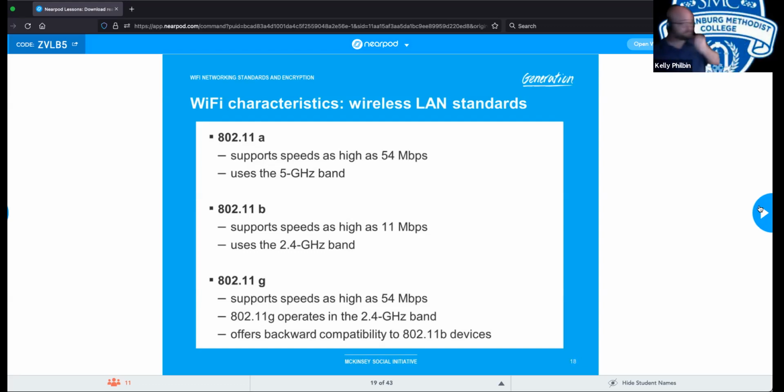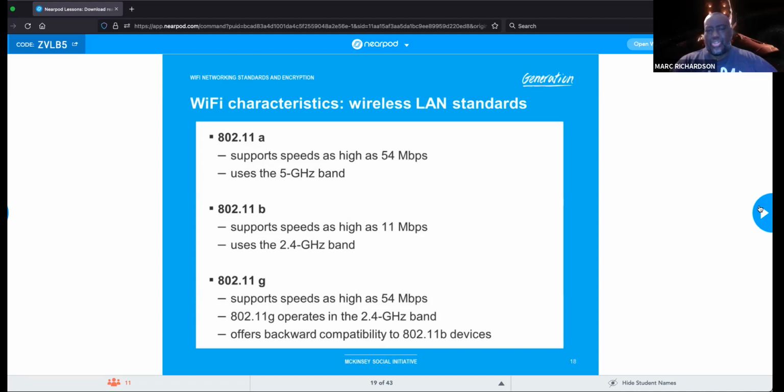Here's the caveat. If you have a bunch of devices running on 802.11g and you introduce an 802.11b device, everything slows down to the speed of 802.11b, because everything needs to be talking on the same level. So yes, it's backwards compatible, but it slows down to the slowest device. Yes, Mark.